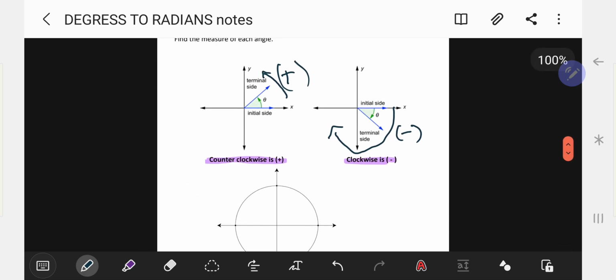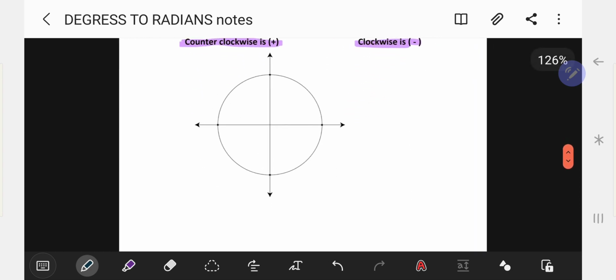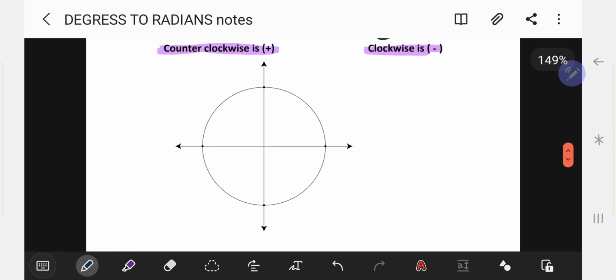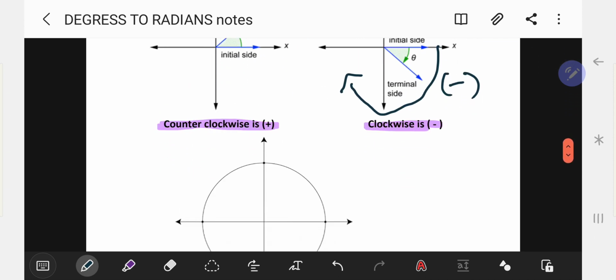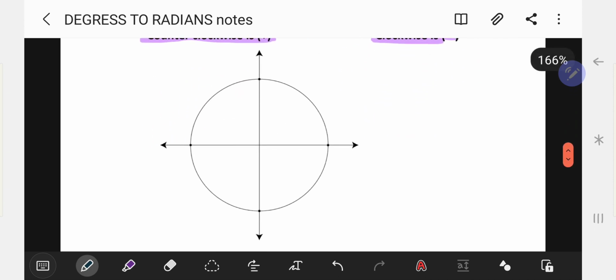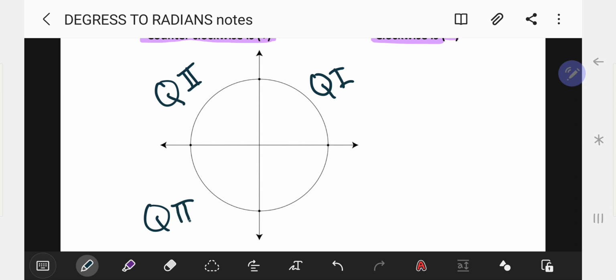All right, so let's talk a little bit about this coordinate plane, which we should kind of be familiar with. Maybe not the whole circle thing, but back in Algebra 1 or Algebra 2 or anytime you graph things, you are familiar with this coordinate plane. So this is quadrant 1, quadrant 2, quadrant 3, and quadrant 4.